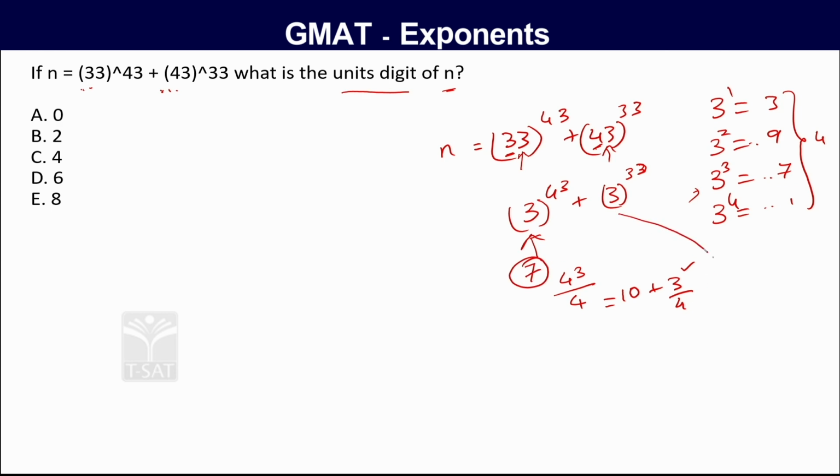Now when you're looking at 3 to the power of 33, when you divide 33 by 4, you have 4 8s are 32 plus 1 by 4. So it will have the same units digit as 3 raised to 1, so that is 3. This has a unit digit of 7, this has a unit digit of 3. When you add them both, you get 10, that is 0. That will give you 0 at its units digit.